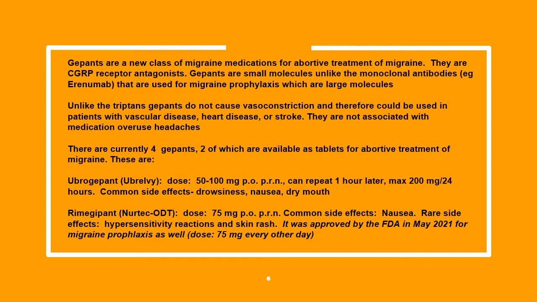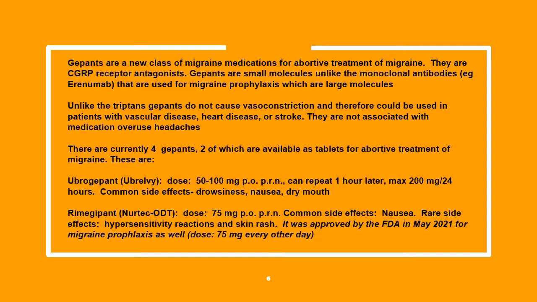Unlike the triptans, gepants do not cause vasoconstriction and therefore could be used in patients with vascular disease, heart disease, or stroke. They are not associated with medication overuse headaches. There are currently 4 gepants, 2 of which are available as tablets for abortive treatment of migraine. These are ubrogepant. The dose is 50 to 100 milligrams PO PRN, can repeat 1 hour later for a maximum of 200 milligrams per 24 hours. Common side effects are drowsiness, nausea, and dry mouth.